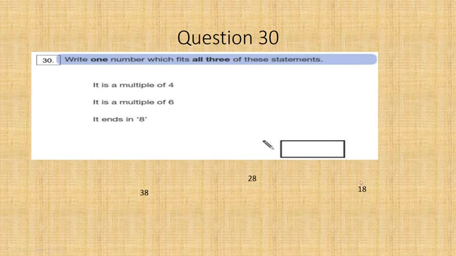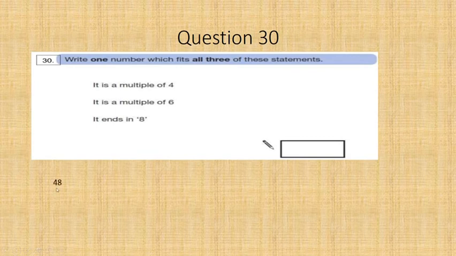So 8 and 1, so it's 18. 18 is not in table 4, so it's not a multiple of 4, so it will fly away. It's not a choice. And 28, it's in table 4. Yes. Is it in table 6? No. 6 times what equals 28? No, it's not in table 6, so it's not with me. Okay, let's go to 38. So 38 is not in table 4, so it will fly away now.